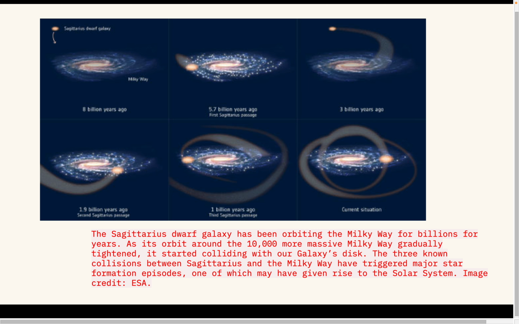Gradually, it collides with the Milky Way's disk. The three known collisions between Sagittarius and the Milky Way have triggered major star formation episodes, and one of them may have given rise to the solar system. This is the Sagittarius dwarf galaxy. It got attracted by our own Milky Way's potential, the stars from the system got extracted, and the stellar streams got formed.